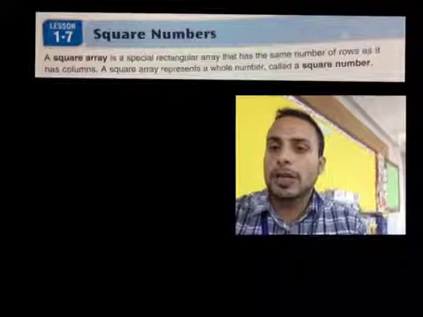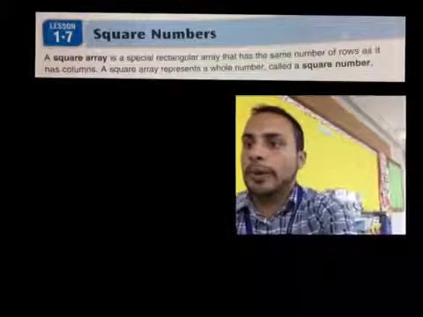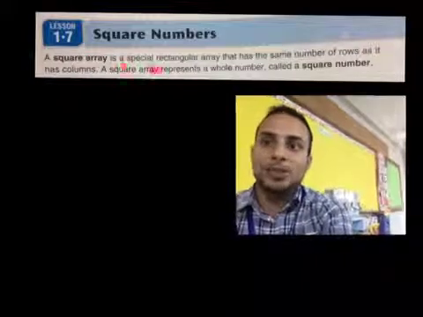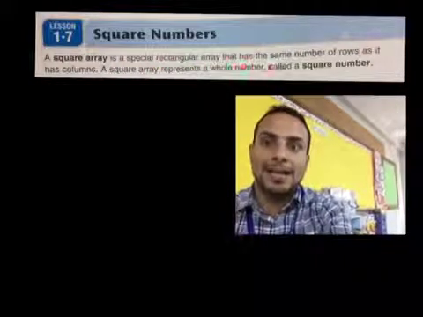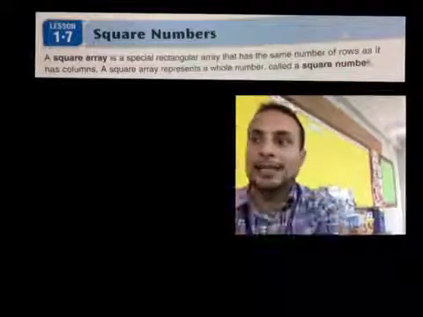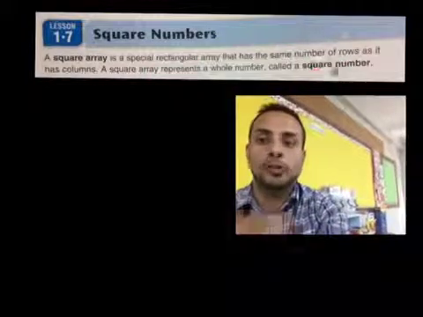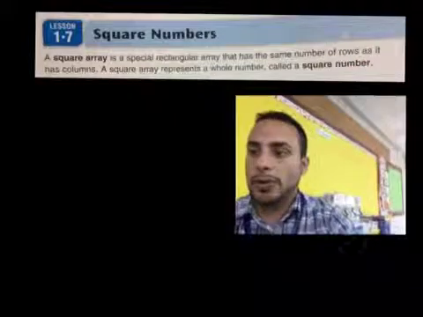We are looking at square arrays. What is a square array? A square array is a special rectangular array that has the same number of rows as it has columns. A square array represents a whole number called a square number. So what's a square number?